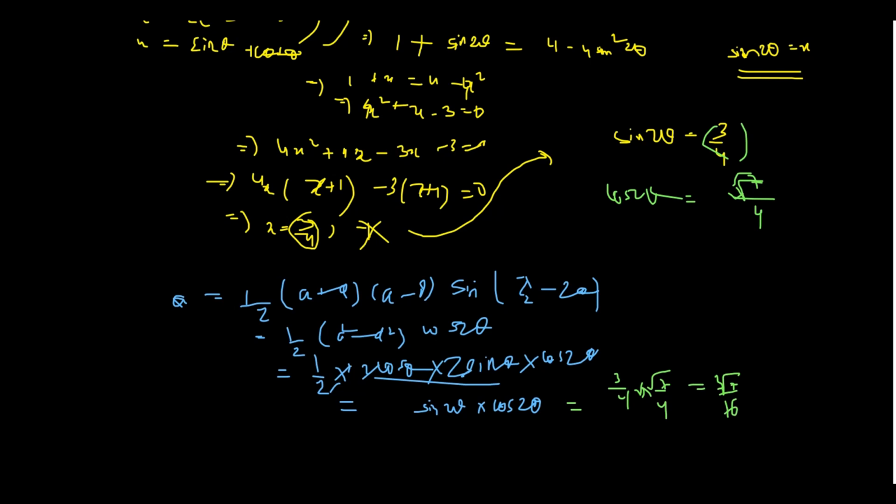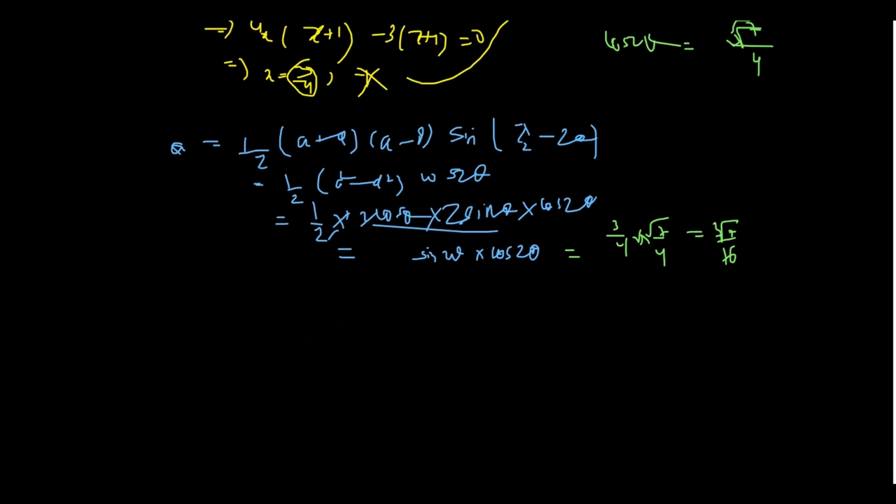We have to find (64a) whole squared. So 64a equals 64 multiplied by this value, and this comes out to be 12 root 7. So (64a) whole squared will be equal to 12 squared multiplied by 7, that is 144 multiplied by 7, and it will be 1008. So this is our final answer.